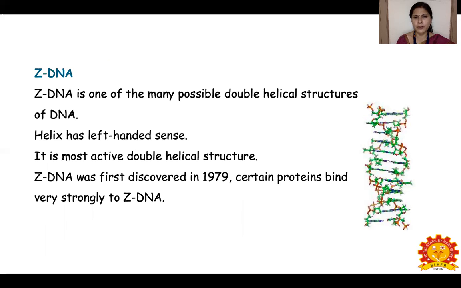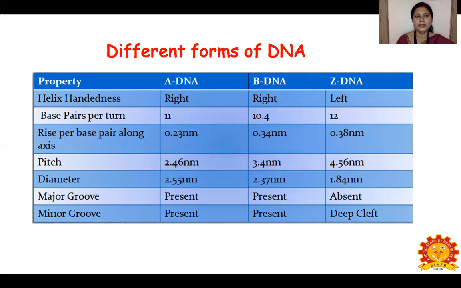Now the last form, that is the Z-DNA. It is one of the many possible double helical structures of DNA. The helix has a left-handed sense. It is the most active double helical structure. Z-DNA was first discovered in 1979, and certain proteins bind very strongly to the Z-DNA.